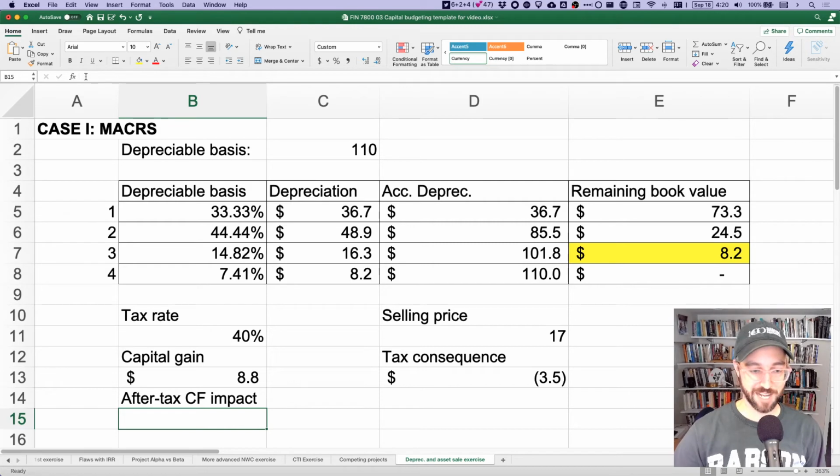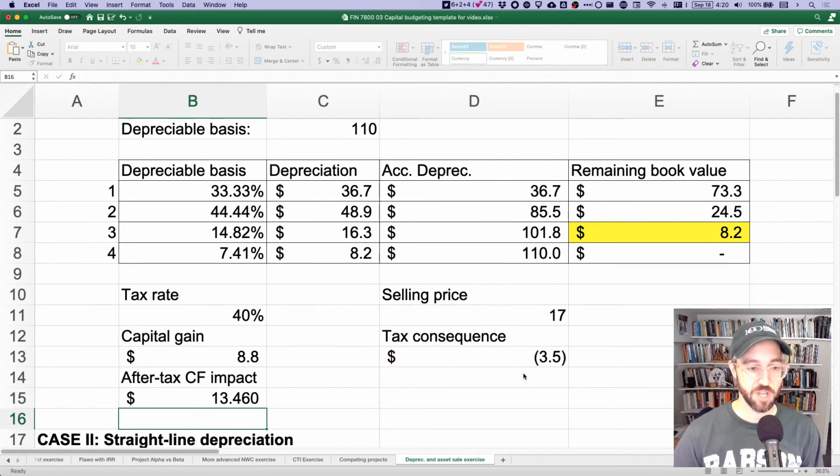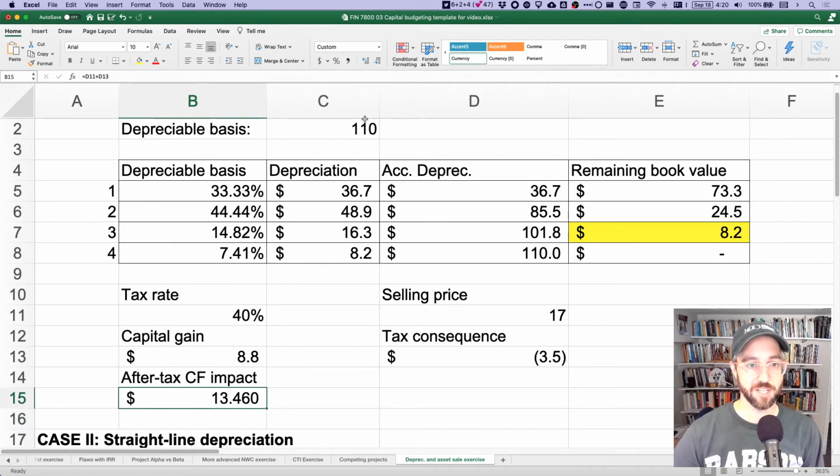So what's the after-tax cash flow impact? Well, the firm is going to sell this thing for $17,000, and they're going to have to pay $3,500 in taxes. Their after-tax cash flow impact from selling this asset after 3 years is going to be receiving $13.5K. They're going to receive $17K for selling. They're going to pay $3.5K in taxes on a gain of $8.8K.